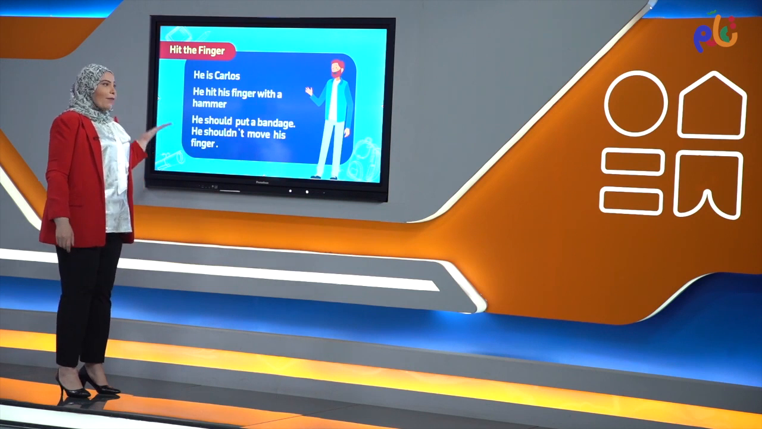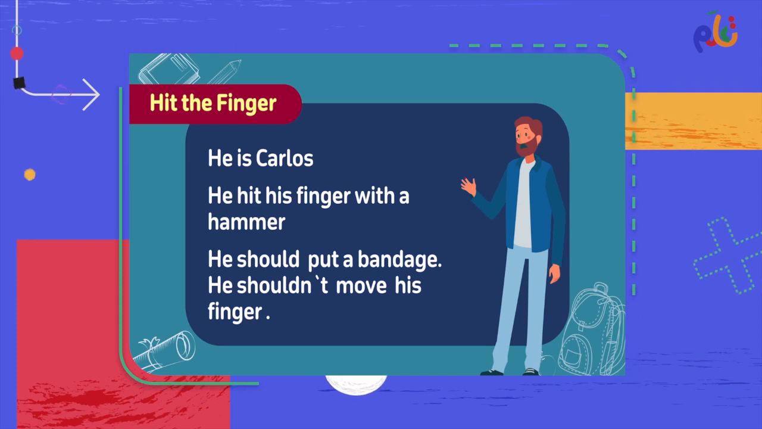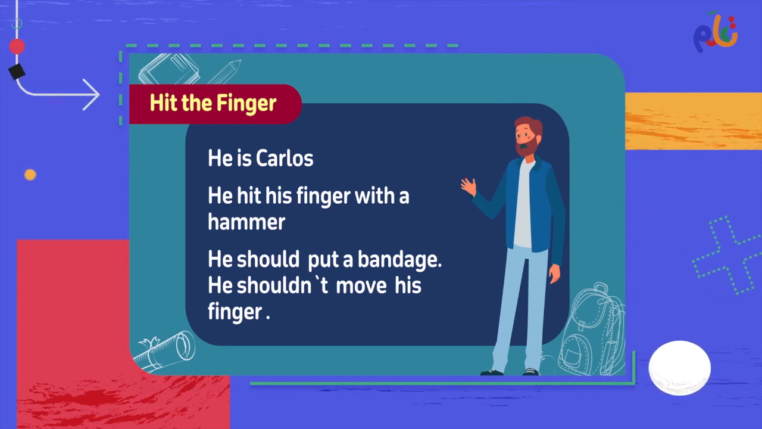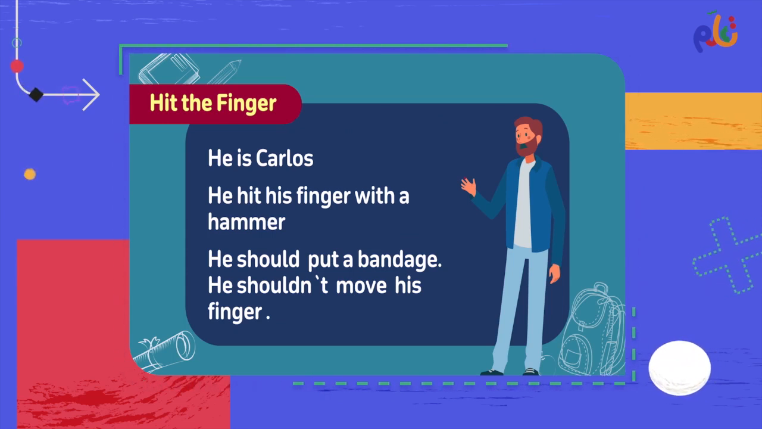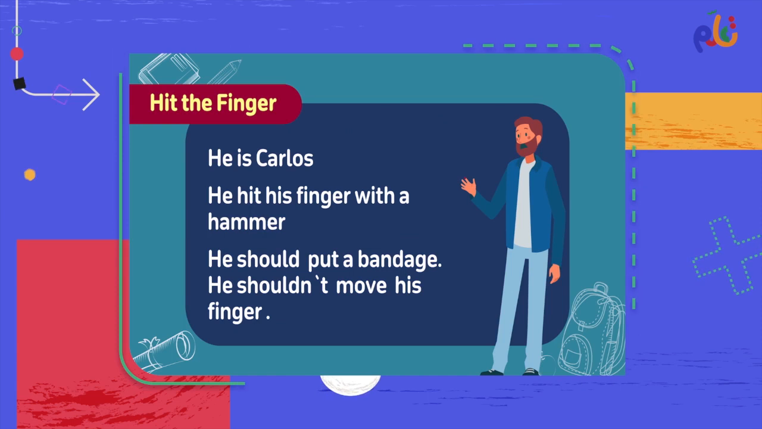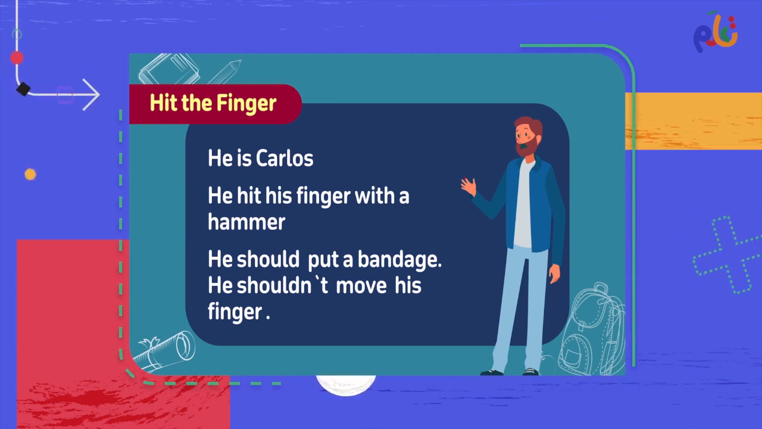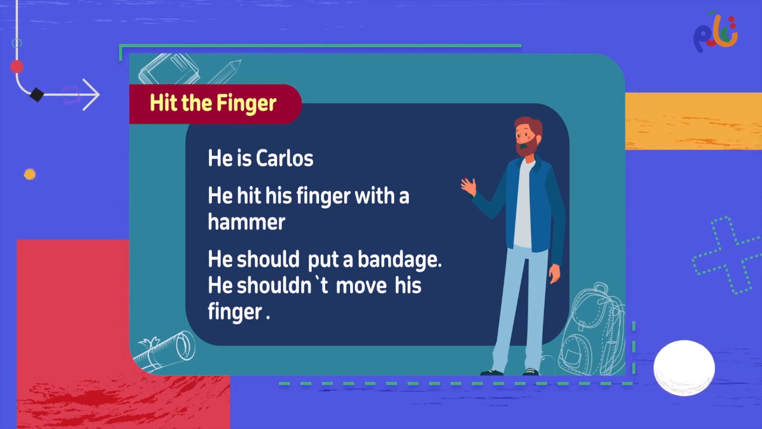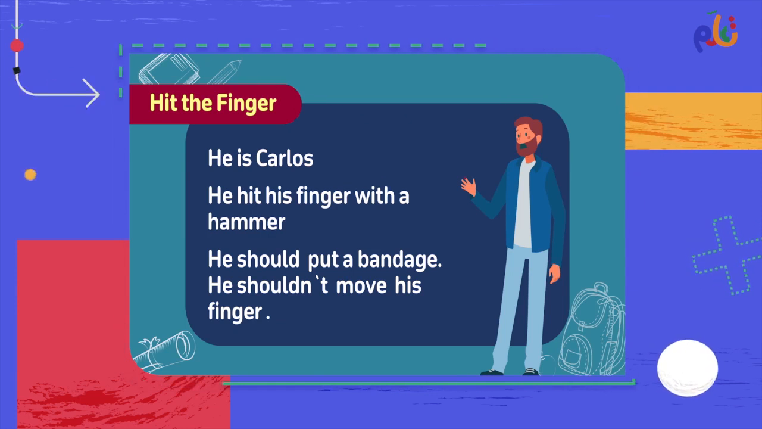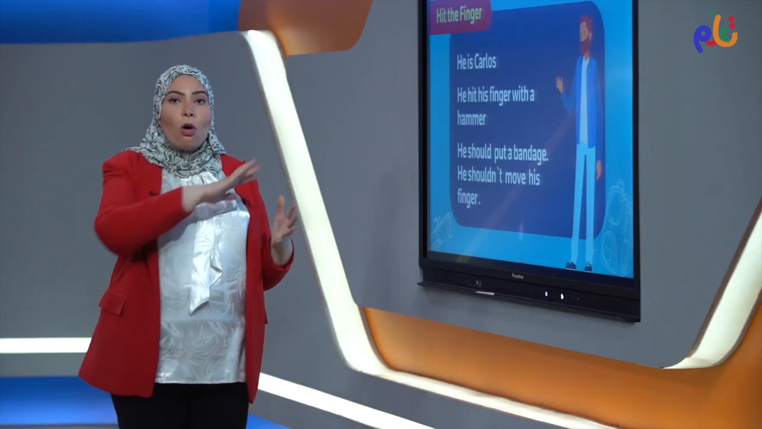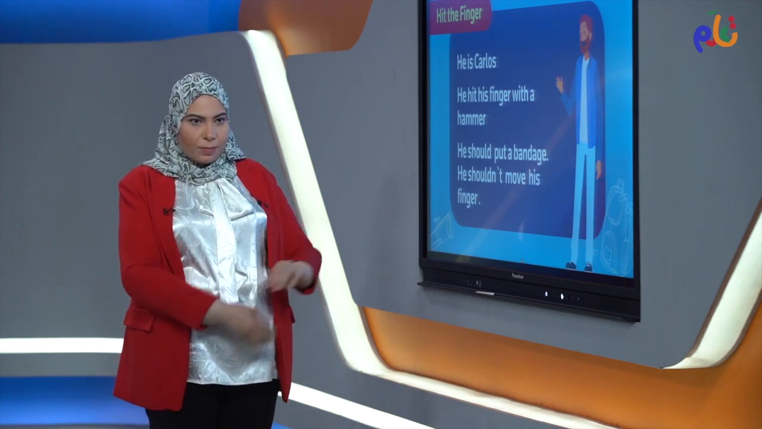Here we have, he is Carlos. He hit his finger with a hammer and he should put a bandage. He shouldn't move his finger. So we have background information about him. What his name is: Carlos. What was wrong? Hit his finger with a hammer. And the advice or recommendation is put a bandage and don't move it. So this is the whole background information. Now let's look at all this information and how we can put it in the middle of a conversation.